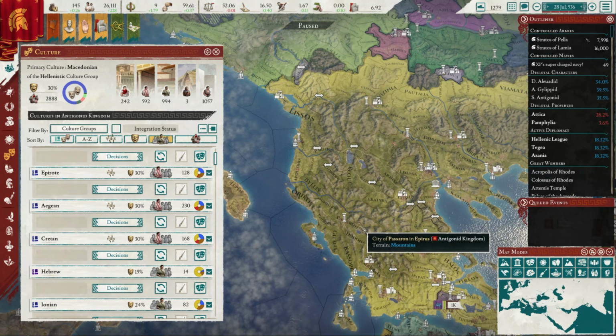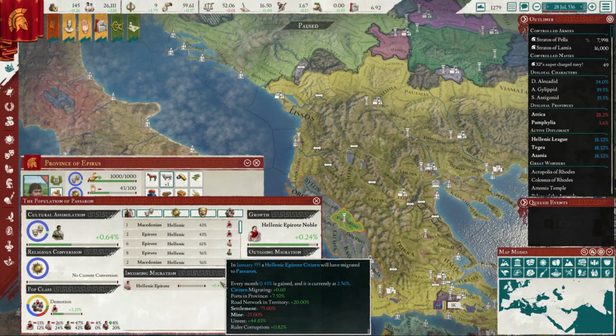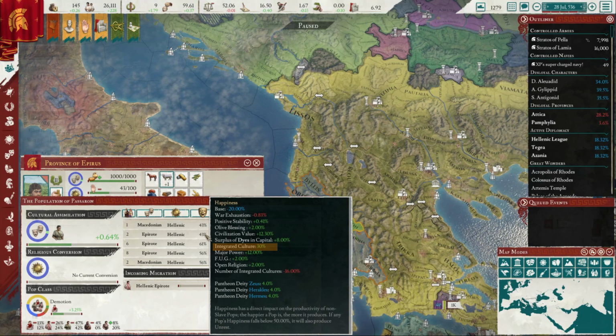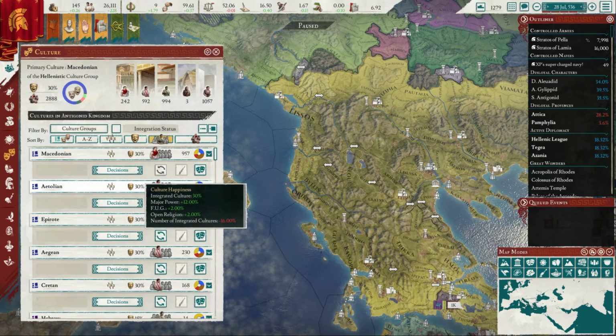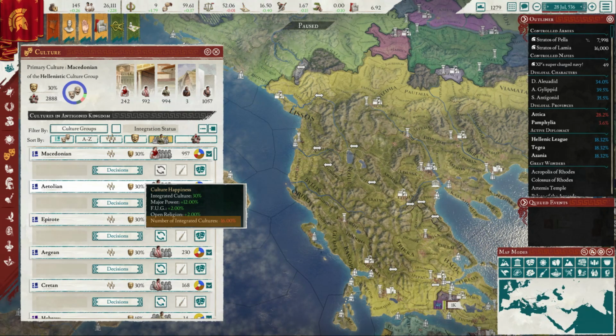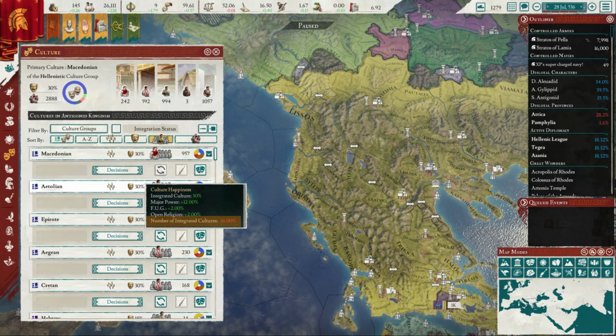For example, you will notice that my Epirote pops are provided with a plus 30% bonus to their happiness, since their civic rights are set as citizens, thus making them integrated pops. But be careful not to integrate everyone. For each culture you integrate besides your primary culture, you get a penalty to each integrated culture's happiness. Here you can see that my integrated pops are hit with a minus 16% to their culture happiness because I have 4 cultures that have the integrated status due to their civic status being set as citizens.